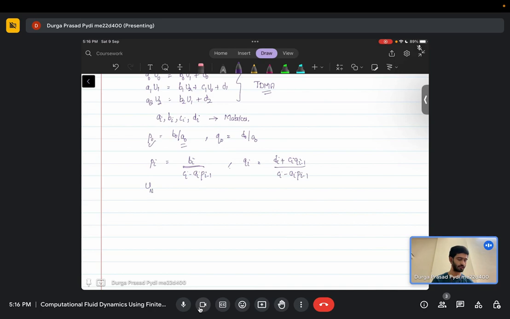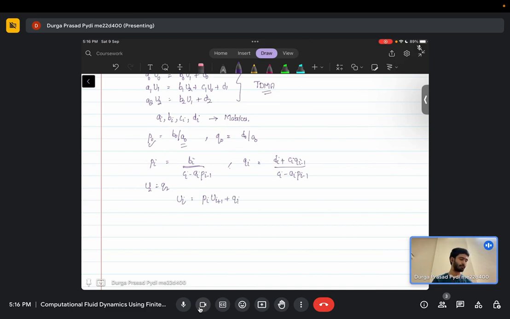The last value, in our particular case, is u2, so u2 will be equal to q2, and then you apply the reverse, where ui will be equal to pi times ui plus 1 plus qi.